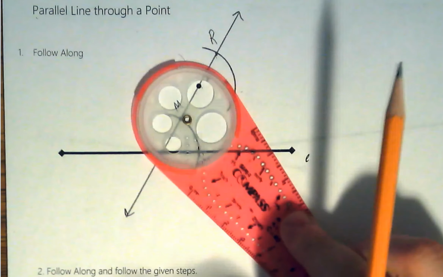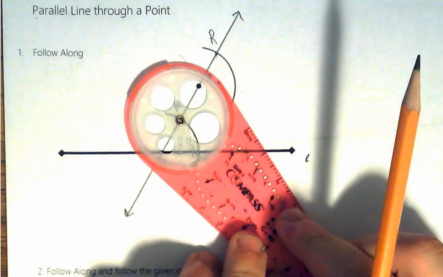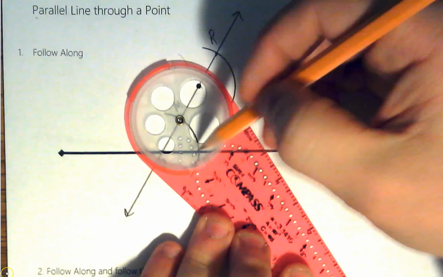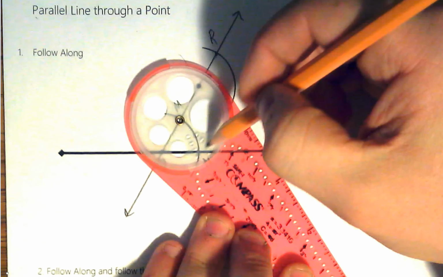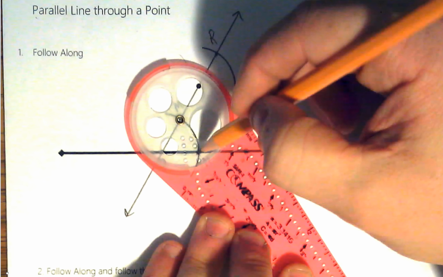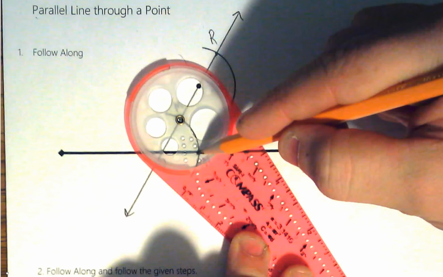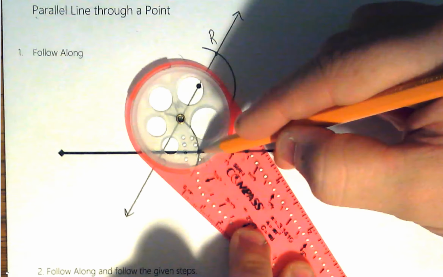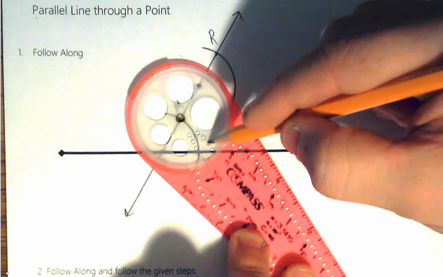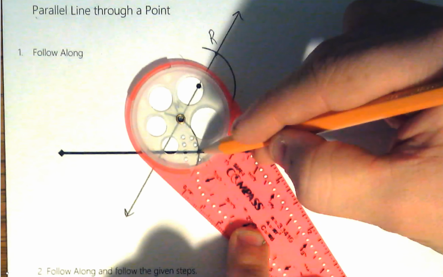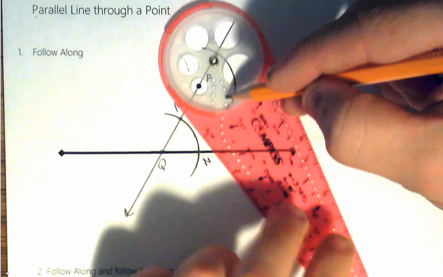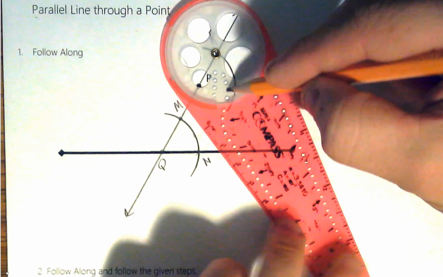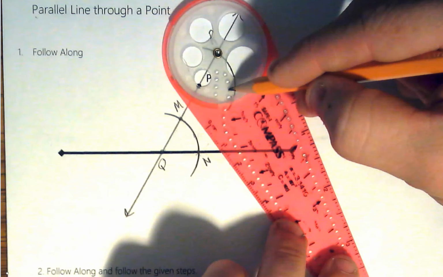To find that distance, we're going to put our center on point M, and then find a hole that lines up with N. The hole that's the closest, I would say, is this one. Check that one more time. Yep, I would say that's the closest one. So now, keeping in mind that hole, we're going to take our compass center and put it on point R up here.